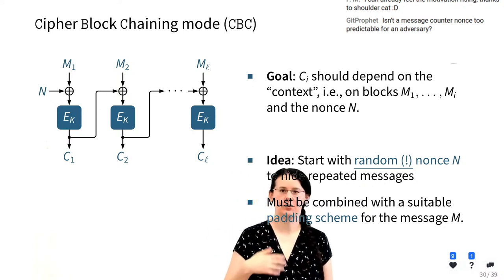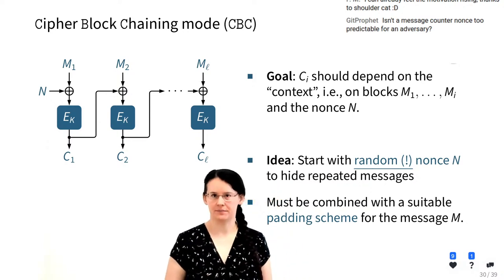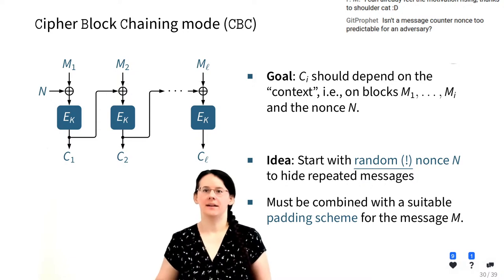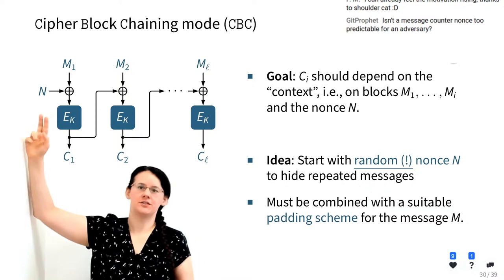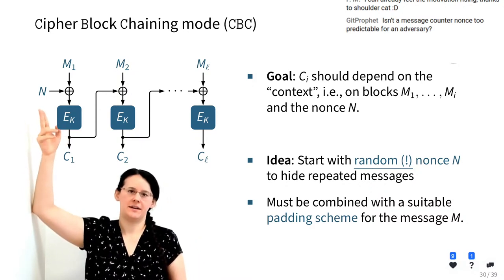However, this is something that only happens after approximately 2 to the 64 blocks. So it's usually not a problem in practice. And this mode is actually one of the examples that I mentioned where it's not secure to have a predictable counter, but where you actually need a random one.